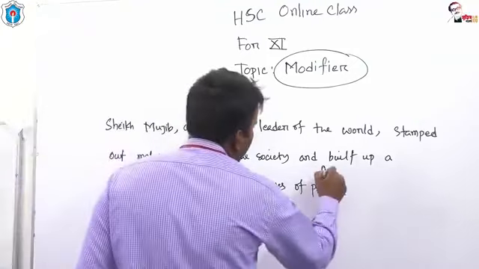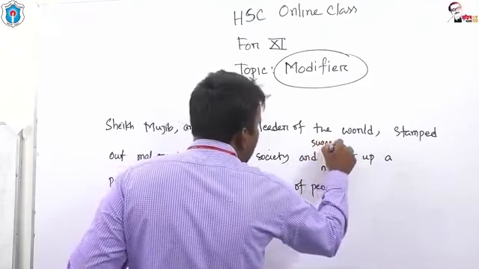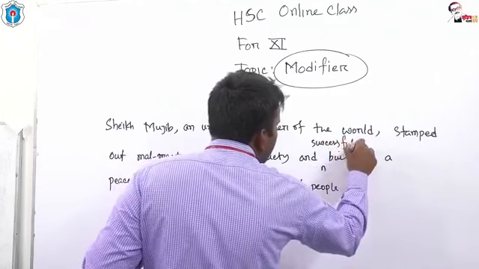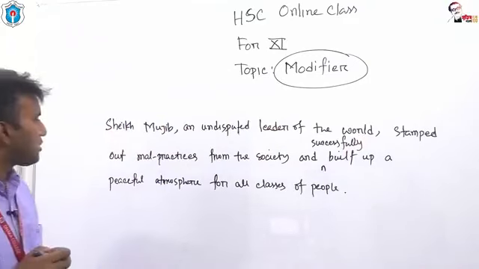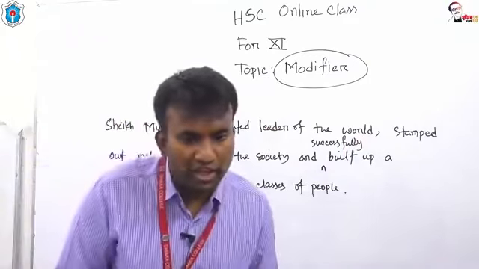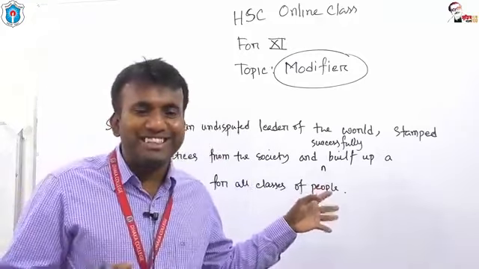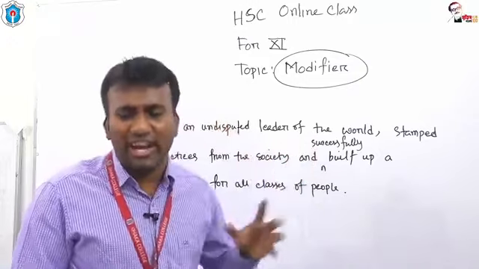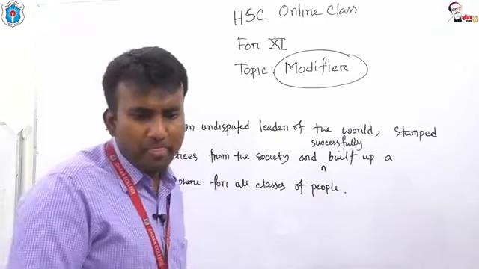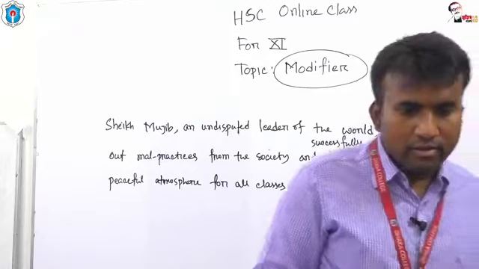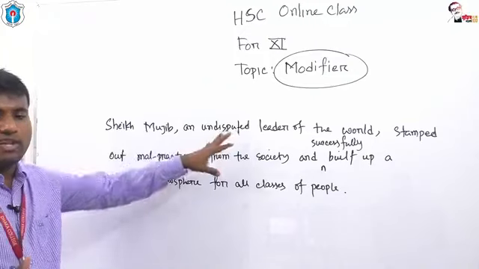Okay, I can add another word. I have added another word, that is "successfully": successfully built up a peaceful atmosphere for all classes of people. What do you think? But my question is, try to identify whether there is any modifier or not at first. And if you get any modifier in this sentence, write in the comment box. An undisputed leader of the world.